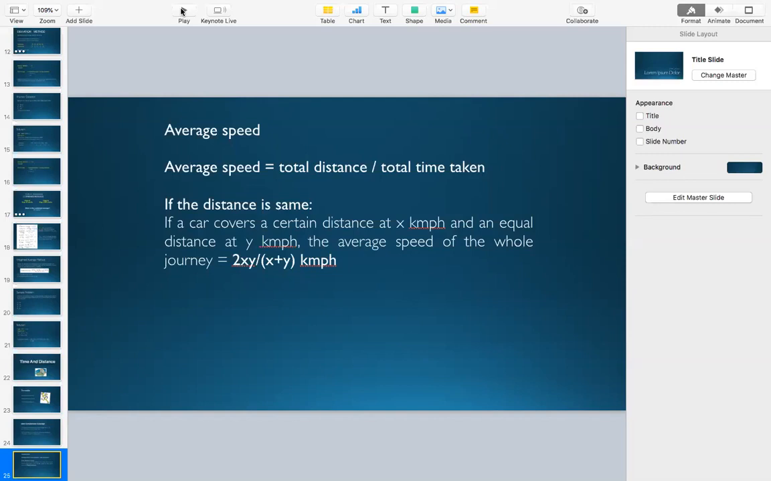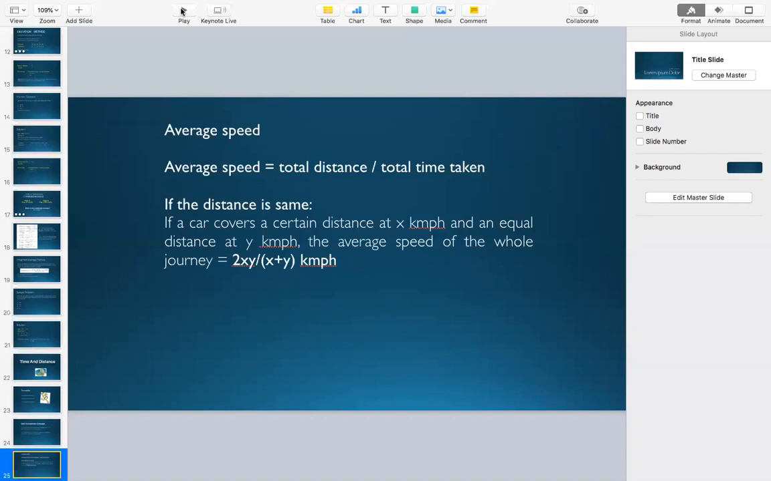Now a particular scenario on average speed which has been asked in a lot of aptitude tests is when the distance is the same. We have a specific formula for it. If a car covers a certain distance at x kilometers per hour and an equal distance at y kilometers per hour, then the average speed of the whole journey is equal to 2xy upon x plus y.